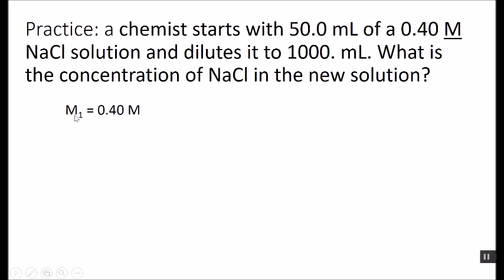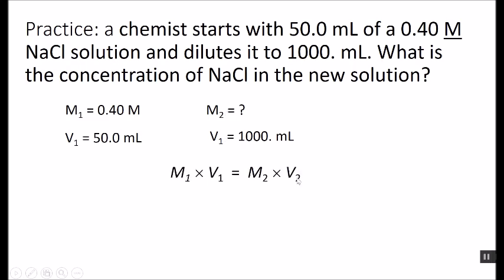that we're given. We were given a starting concentration, 0.4 molar. We were given a starting volume, 50 milliliters. What else were we given? We were given an ending volume, 1,000 milliliters, and what are we asked for? We're being asked for the molarity. So we know 3 parts in our 4-part equation, and our 4-part equation is M1V1 equals M2V2. We can know any 3 of these things to solve for the 4th.